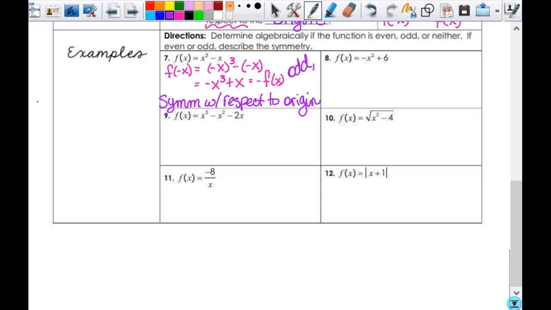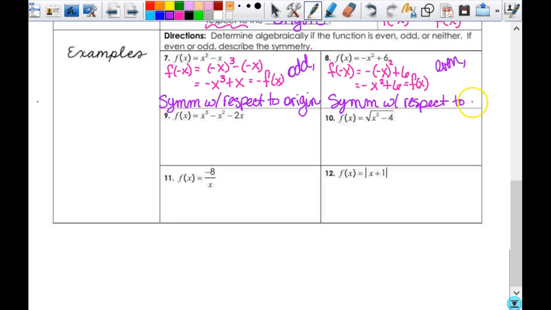All right, so let's do number 8 together. We're going to do f of negative x equals negative x squared plus 6. So just that in the parentheses, that negative x squared becomes positive. So that means I have a negative x squared plus 6. And it is equal to f of x. So is it even, odd, or neither? Even. It is even because it's symmetric with respect to what? The y-axis. Okay?